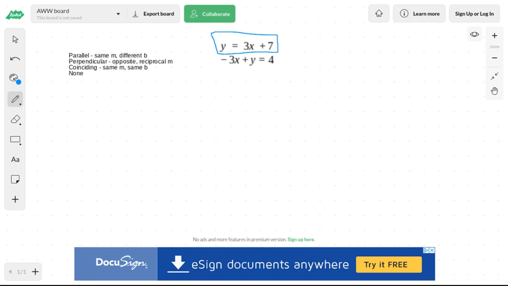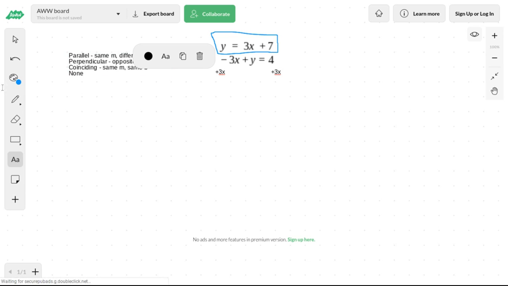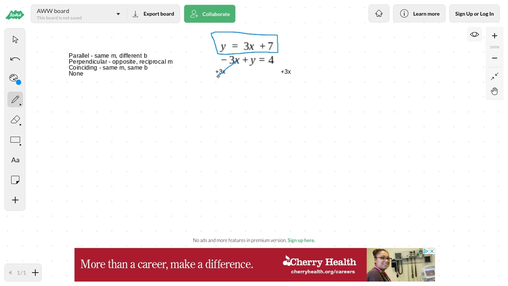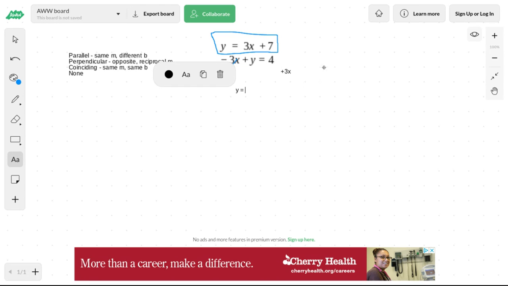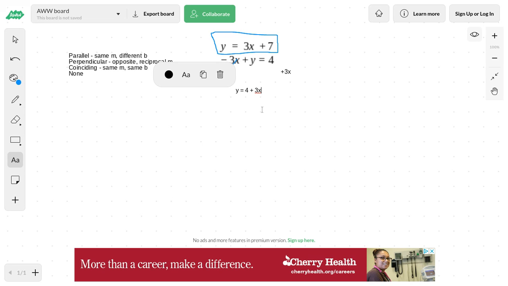The one right below it, what we want to do is we want to get y by itself. And so I look at this and I know I need to get rid of the minus 3x. Well, to get rid of minus 3x, I can add 3x on both sides. So I'm going to add 3x here and add 3x here. And these first ones cancel. And I'm left with y equals, and these two are not like terms, so I just want to put 4 plus 3x. So I don't want to combine them.